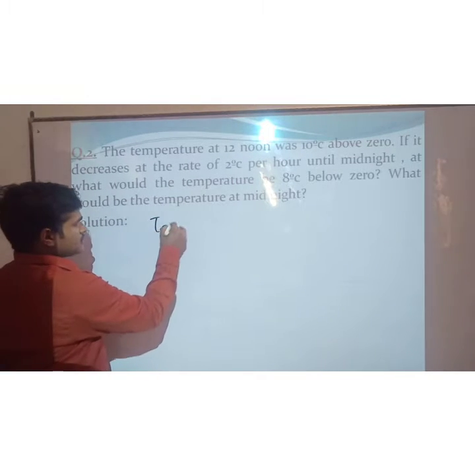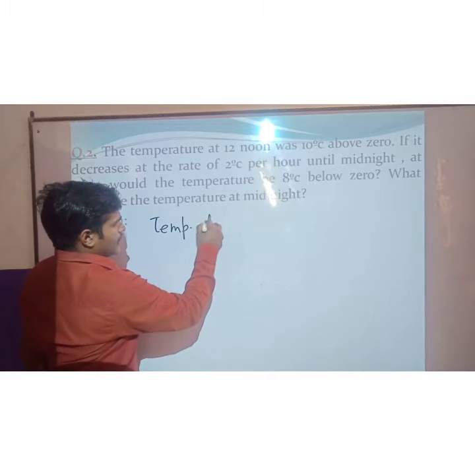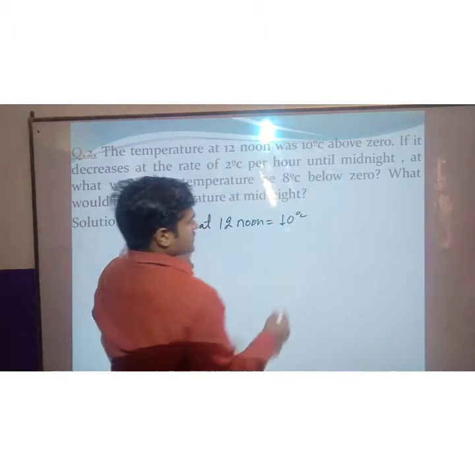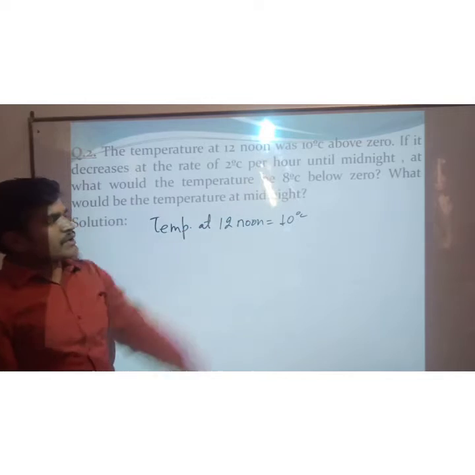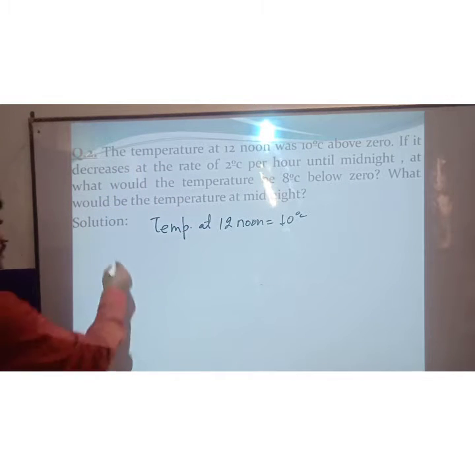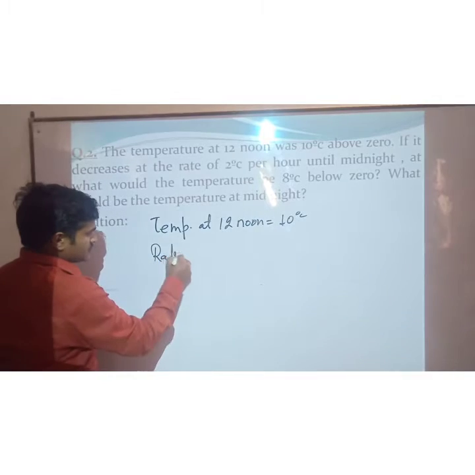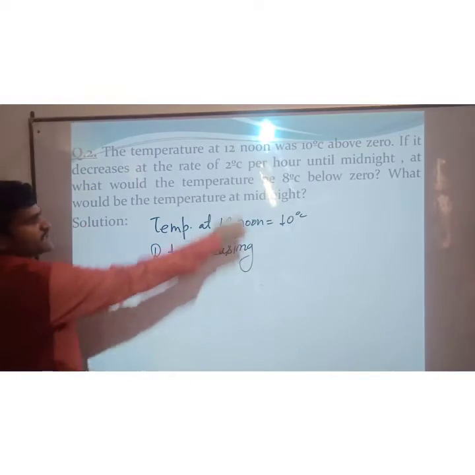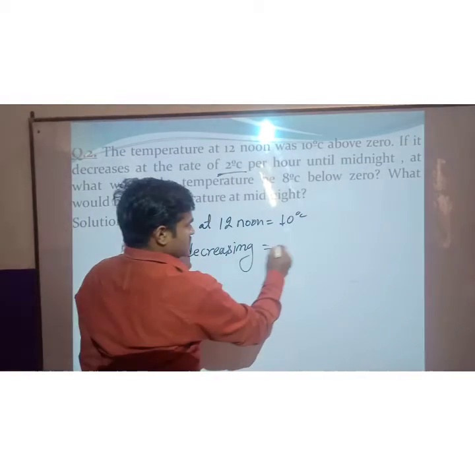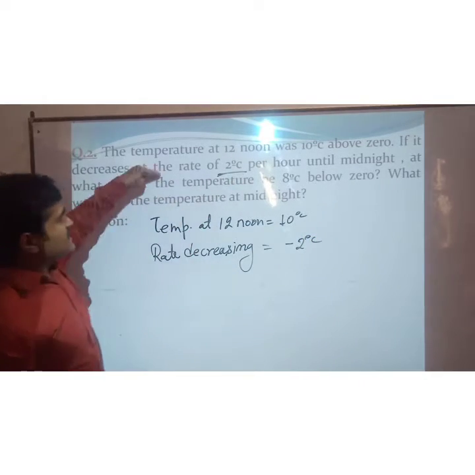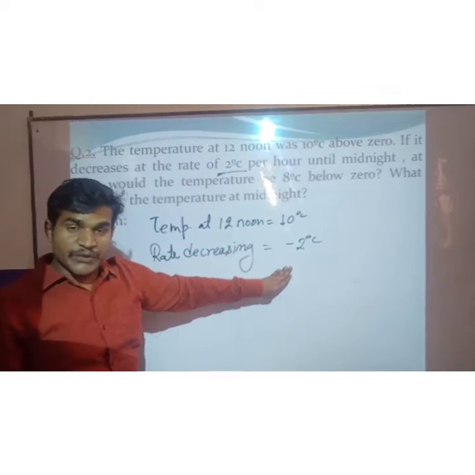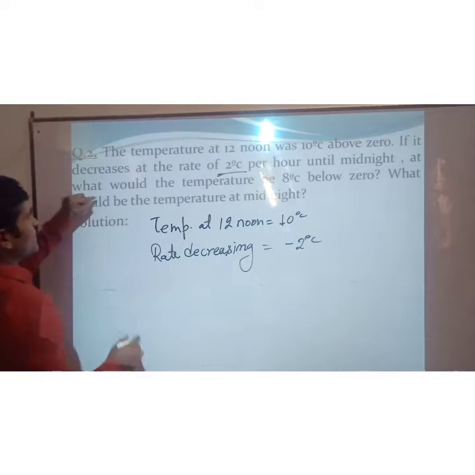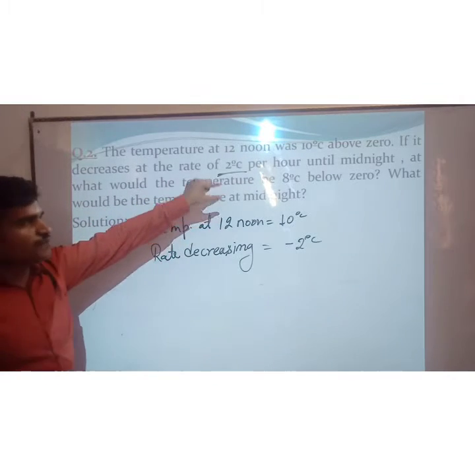The temperature at 12 noon is equal to 10 degrees Celsius. That is positive because it is given as above 0. If it decreases at the rate of 2 degrees Celsius, the rate of decreasing is minus 2 degrees Celsius. Because the rate is decreasing, it is a negative integer. Until midnight, what would be the temperature? Minus 8 degrees Celsius below 0.